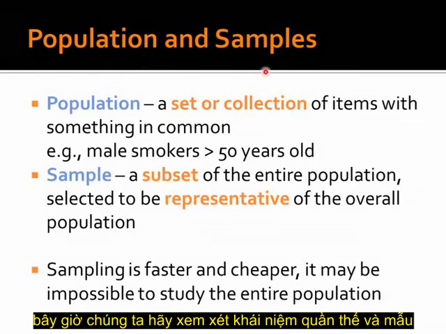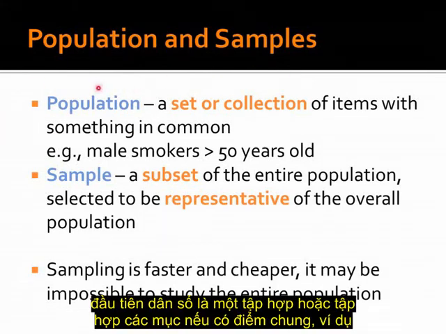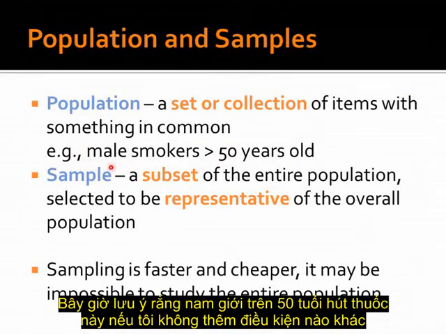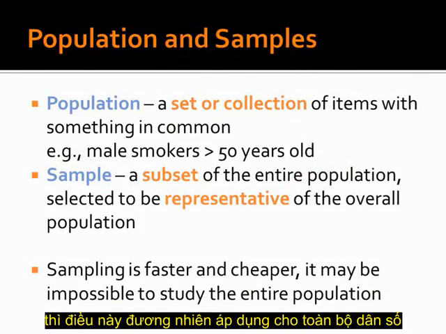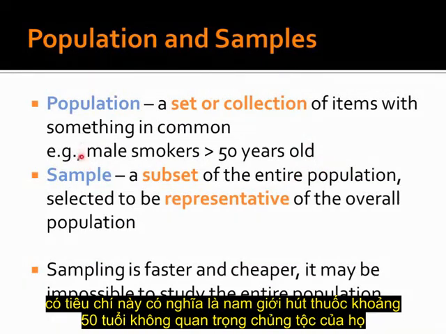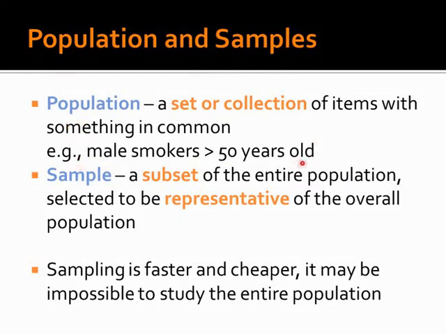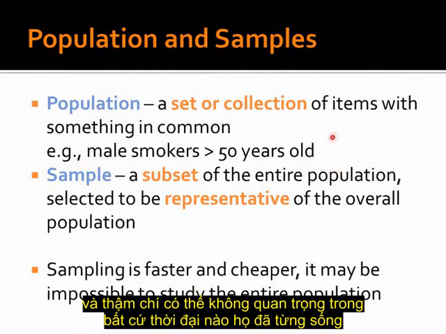Now let's look at the concept of population and samples. First, population. A population is a set or collection of items with something in common. For example, a population may be a definition where all male smokers are bigger than 50 years old. Now notice that with male smokers above 50 years old, if I add no other conditions, this naturally applies to the entire population which matches this criteria, meaning male smokers above 50 years old, doesn't matter their race, doesn't matter where they live, right?